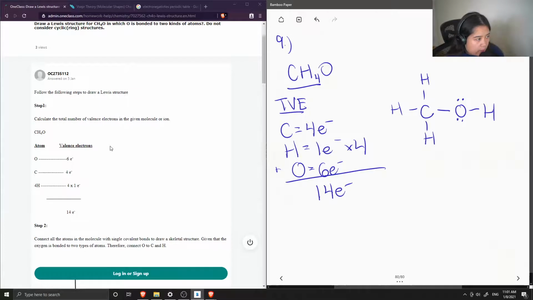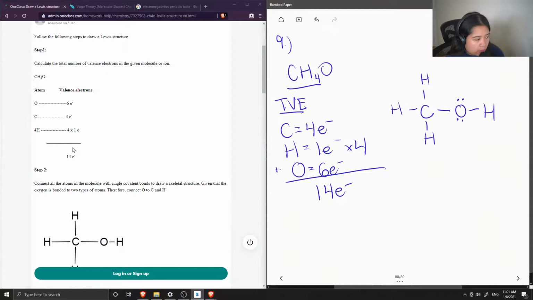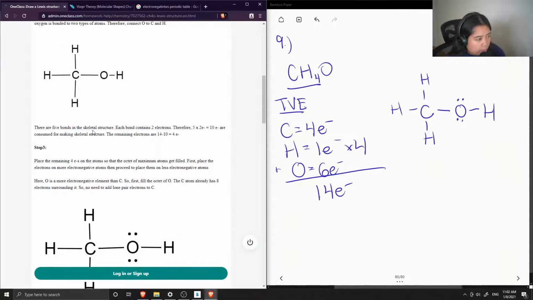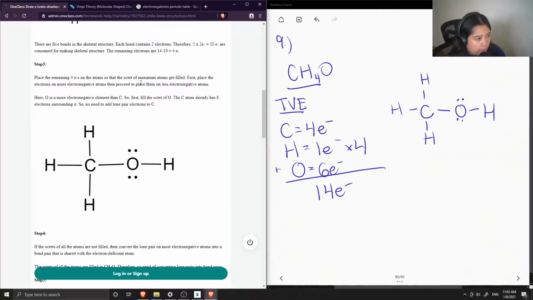So let's see what the junior tutor said. First, calculate the total valence electrons, so they got 14. Now connect all the atoms with single covalent bonds to draw a skeletal structure. Given that the oxygen is bonded to 2 types of atoms, therefore connect oxygen to carbon and hydrogen. So there are a total of 5 bonds, each containing 2 electrons, so therefore 10 are consumed for making the skeletal structure. The remaining electrons are 4. So place the remaining 4 on the oxygen.